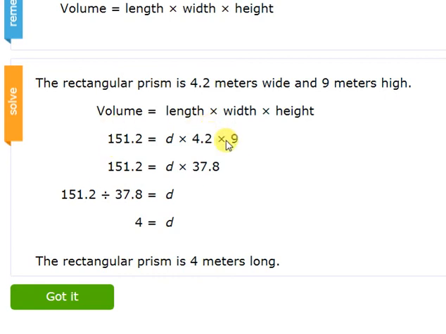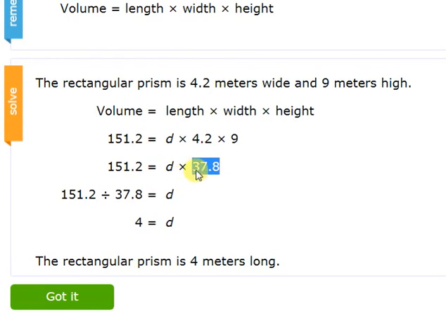Now this has become an equation, and you can solve this equation to find the value of the unknown we have, right? First, just multiply, solve this side. 4.2 times 9 equals 37.8. Now, to find the value of d, you have to separate it on one side of the equation, and it has 37.8 with it, so we have to move this to the other side. Since it is being multiplied here, what will we do?